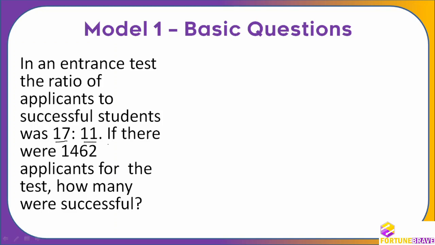Now the third question, in an entrance test, the ratio of applicants to successful students was 17 is to 11. If there were 1462 applicants for the test, how many were successful? Now try to understand this. What it is saying, it is giving you the ratio values. What are the ratio values? Applicants to successful.